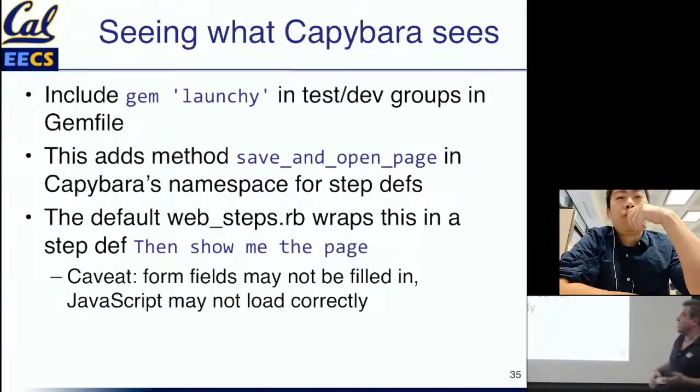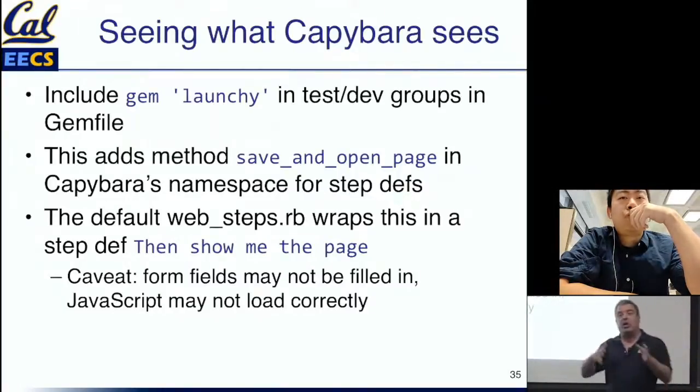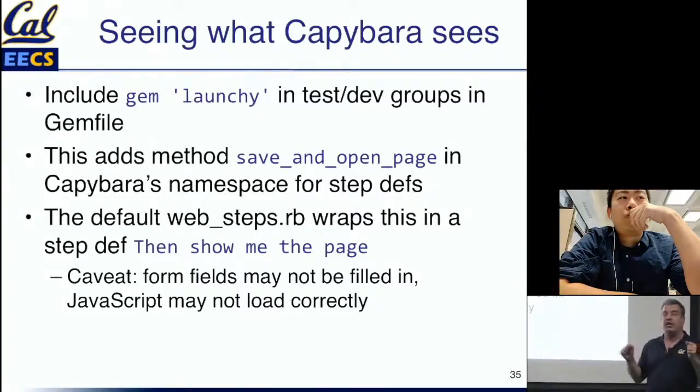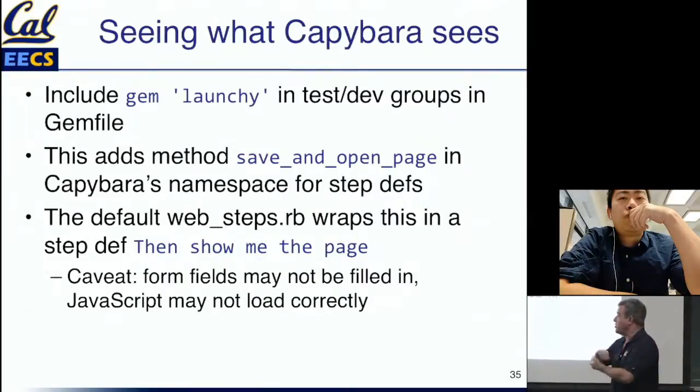And the only thing that step definition does is it calls save and open page. So if you're developing a scenario and you can't figure out why the scenario is not working the way you expect, and all you're getting is the error message from Capybara that your assertion failed, use the Launchy gem and actually see what Capybara is seeing. And then you can view source. I mean, you could do everything that you could do if the page was live in the browser, because it does, in fact, open up in a browser.